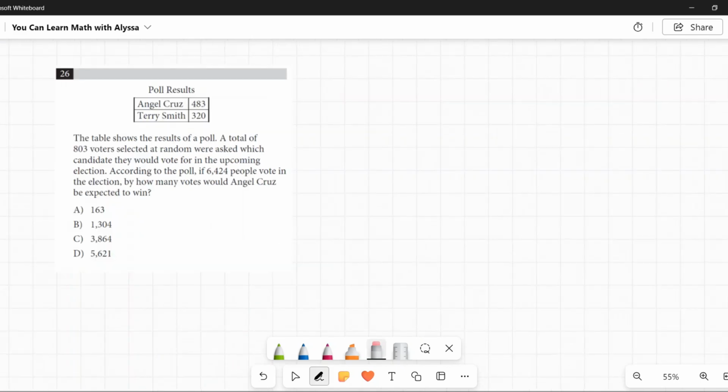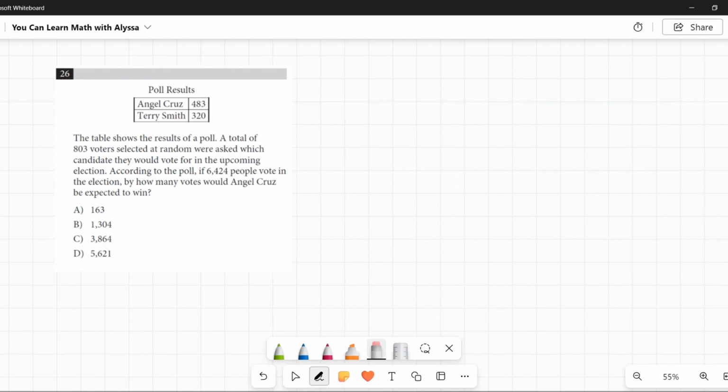Number 26, poll results. Angel Cruz 483, Terry Smith 320. The table shows the results of a poll. A total of 803 voters selected at random were asked which candidate they would vote for in the upcoming election. According to the poll, if 6,424 people vote in the election, by how many votes would Angel Cruz be expected to win?